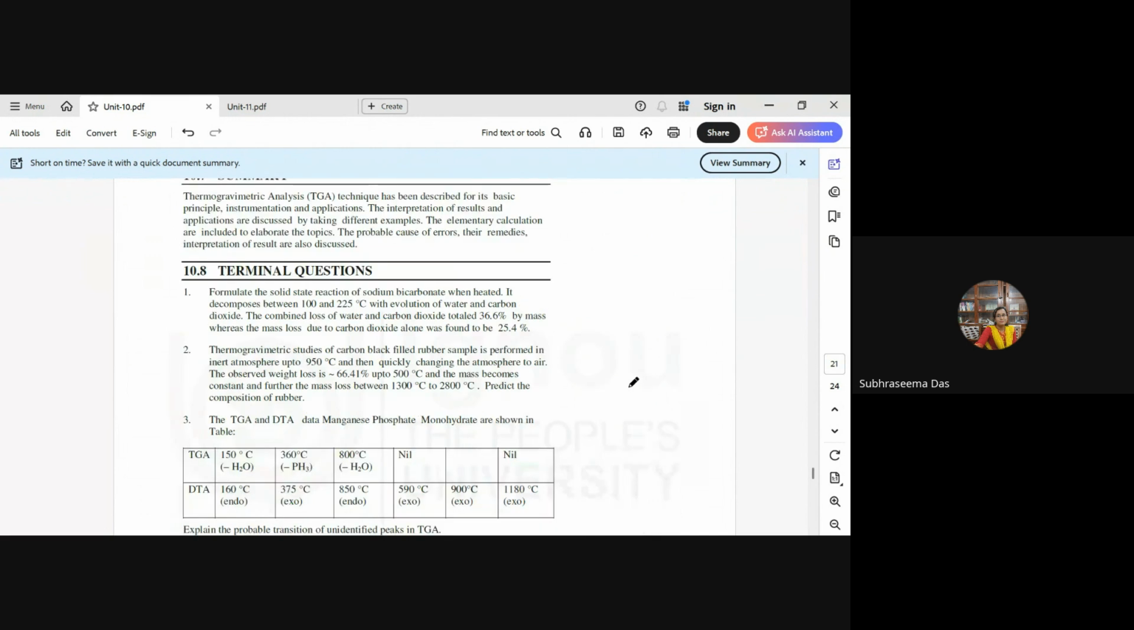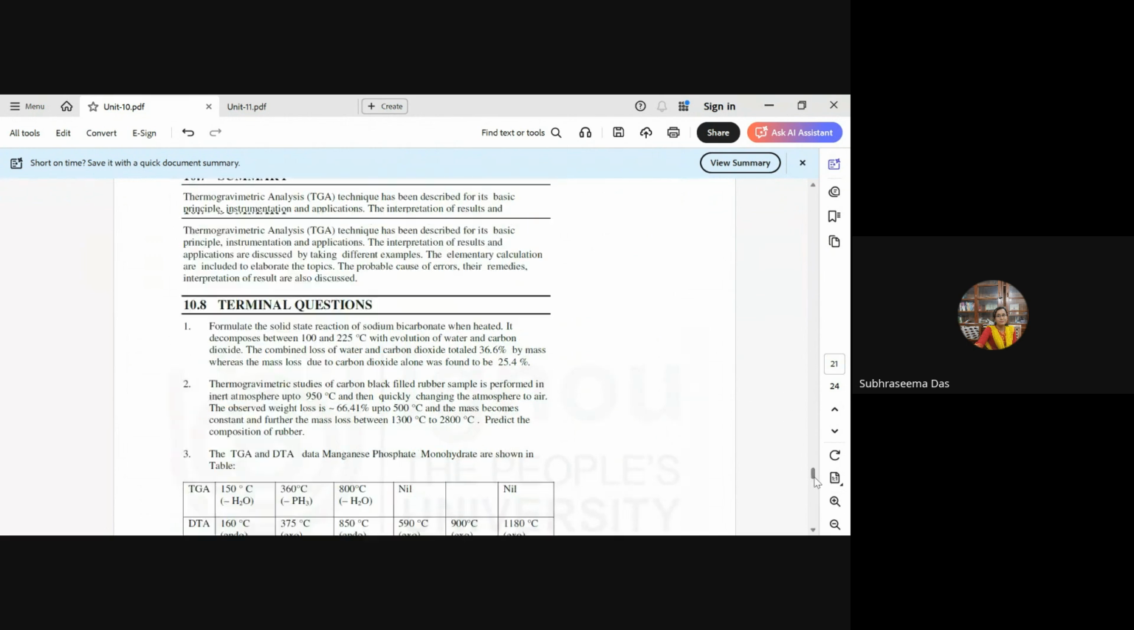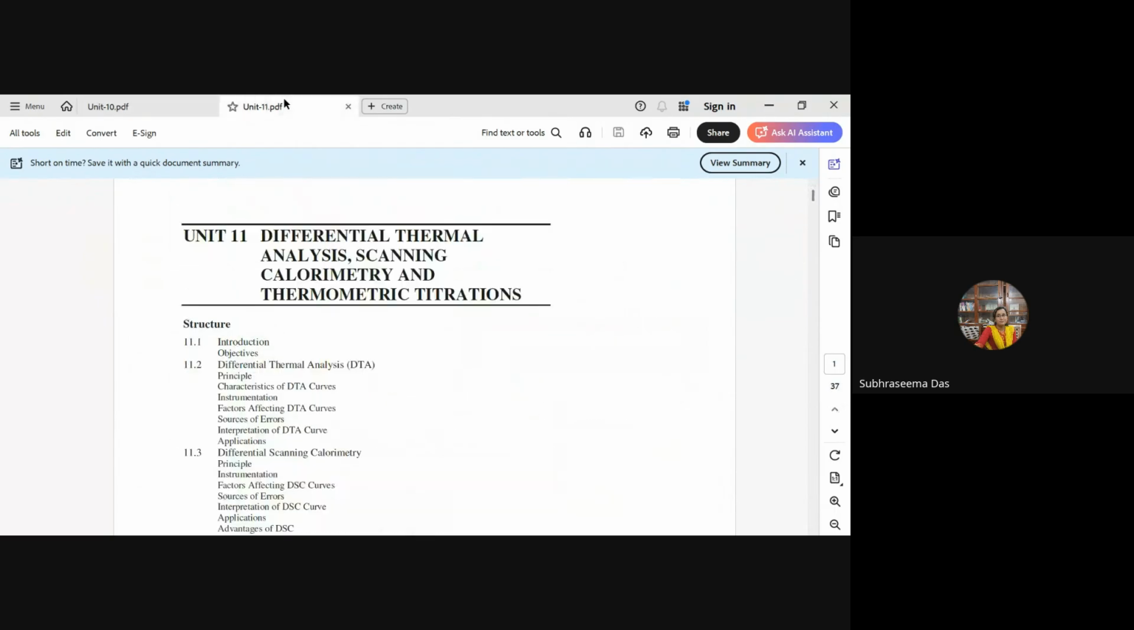So this is all about TG and the instrumentation. Here we'll take a break of 10 minutes and then start with DTG, DSC, and thermometric titrations.